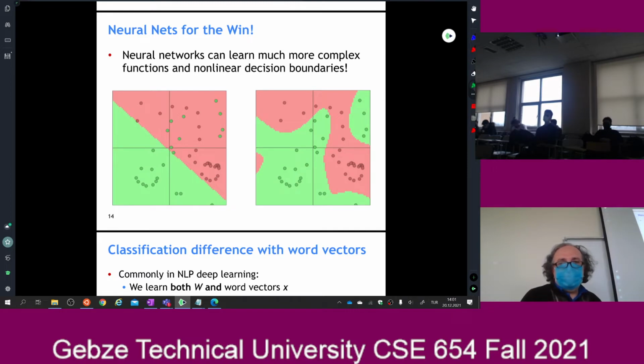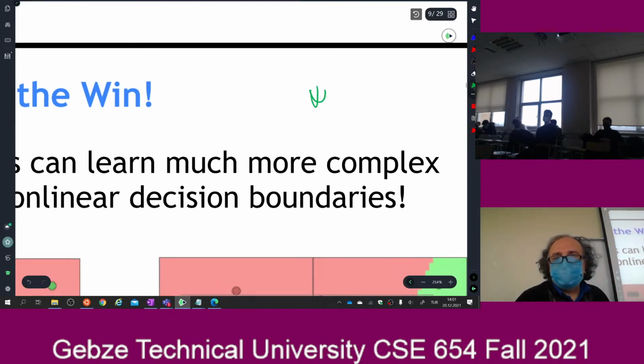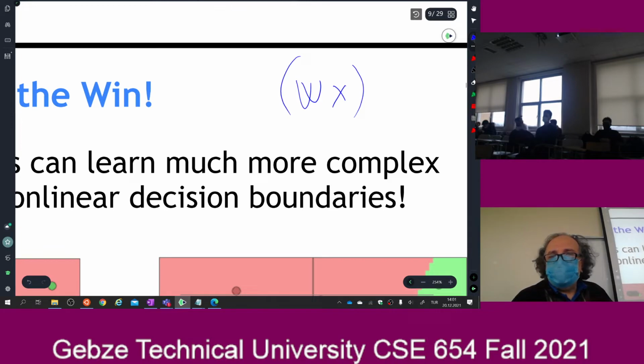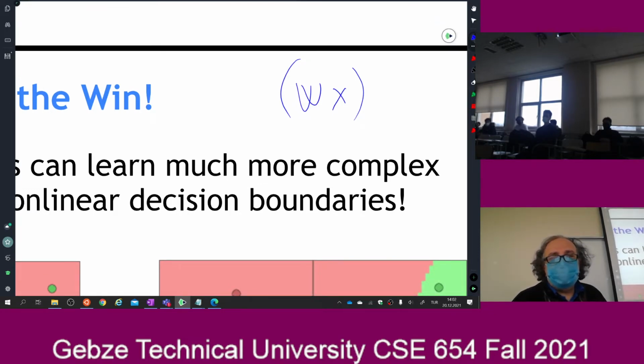So for that one, we are going to use multi-layered neural networks, and it's going to be like that. Remember our W. I multiplied it, and I take this result. What does this give me? X is a vector, W is a matrix. This one gives me another vector, right?